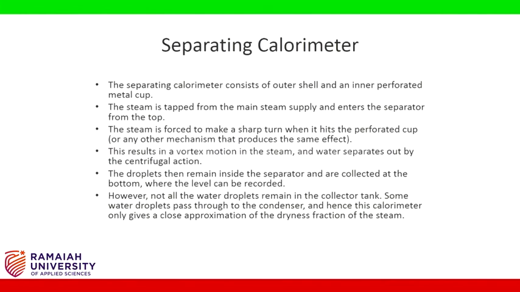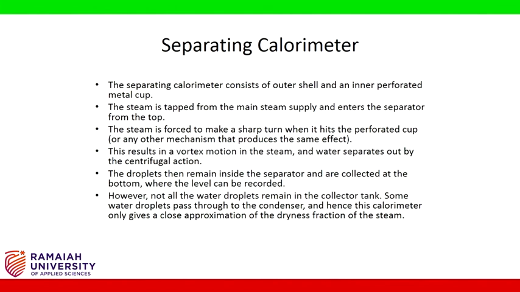The separating calorimeter consists of an outer shell and an inner perforated metal cup. The steam is tapped from the main steam supply and enters the separator from the top. The steam is forced to make a sharp turn when it hits the perforated cup or any other mechanism that produces the same effect. This results in a vortex motion in the steam, and water separates out by centrifugal action. The droplets then remain inside the separator and are collected at the bottom, where the level can be recorded.